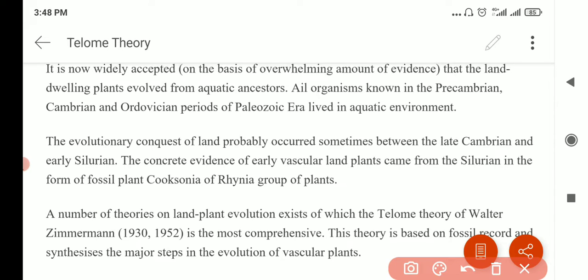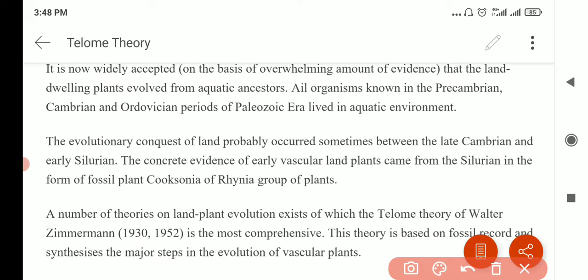So there are a number of theories of how land plants evolved, of which the telome theory of Walter Zimmermann is the most comprehensive, okay? And this theory is based on the fossil record. It's not that Zimmermann just said it by himself, you know. He studied the fossil records.